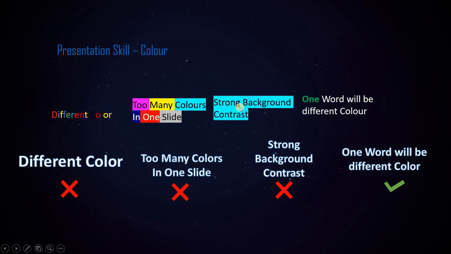Strong background contrast is also not effective, because you are presenting something that is good, but too much strong background contrast is not good. Only one word in a different color is good, because you emphasize that word, you are stressing that it is the important word. But all different colors, too many colors, a strong background is not good. So use one word with a different color.